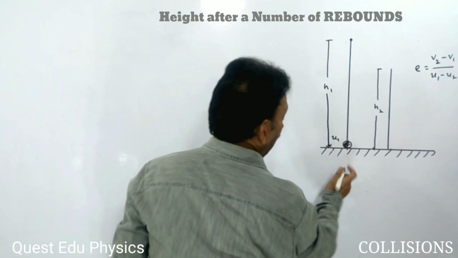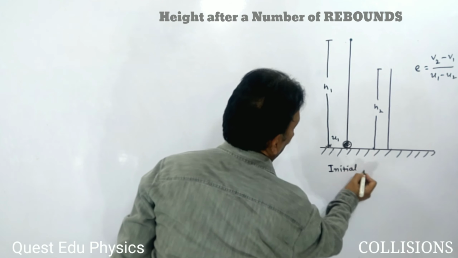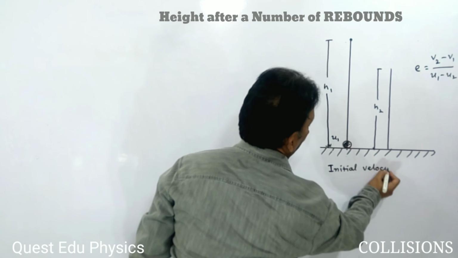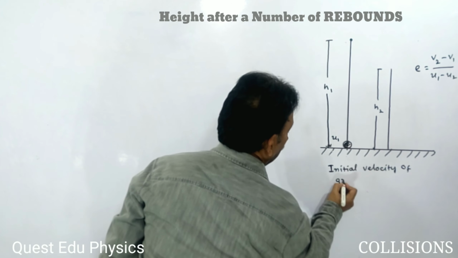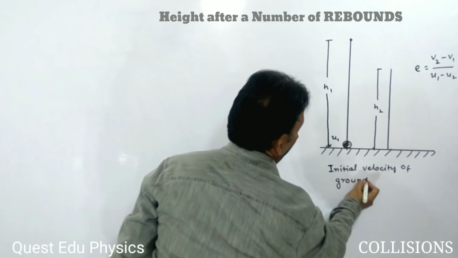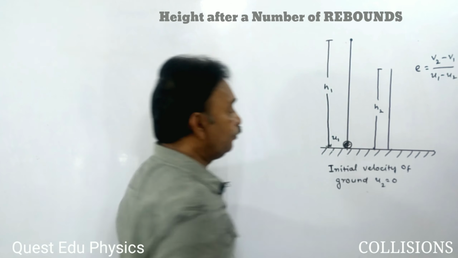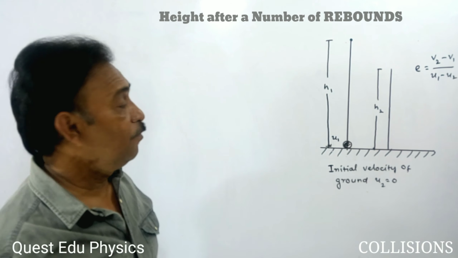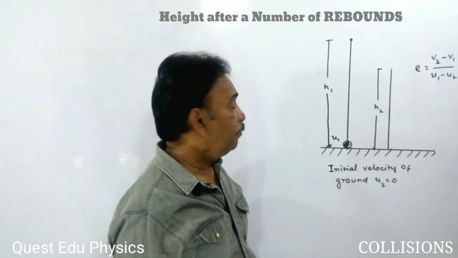Okay, students? And the initial velocity of the ground, the second body we are considering, is u2 equal to 0. Okay, students? Then we have to find out what is the initial velocity of the body.